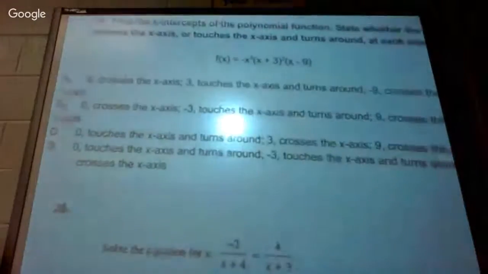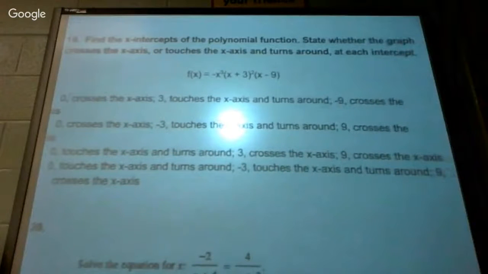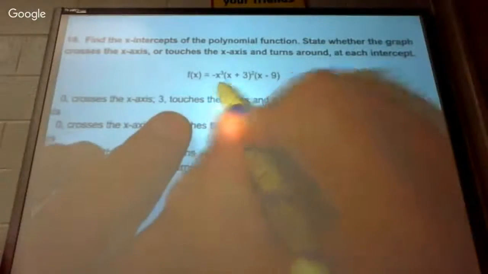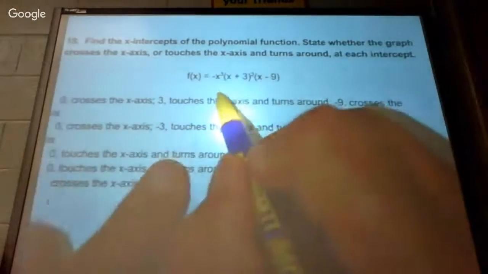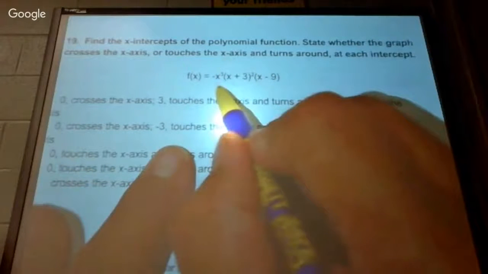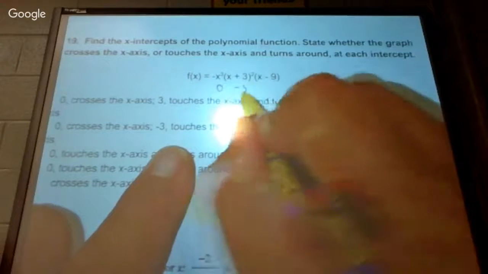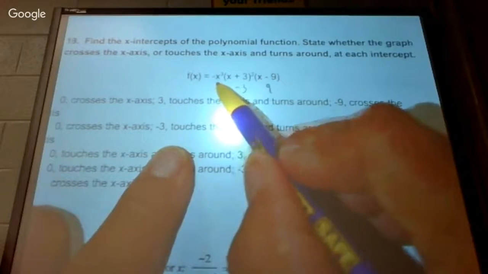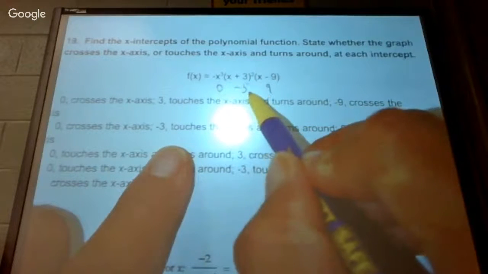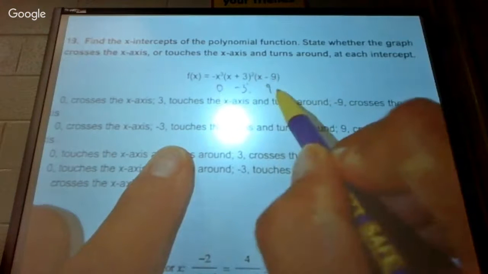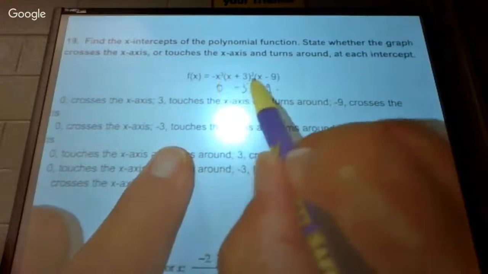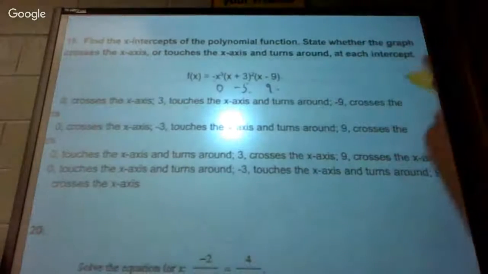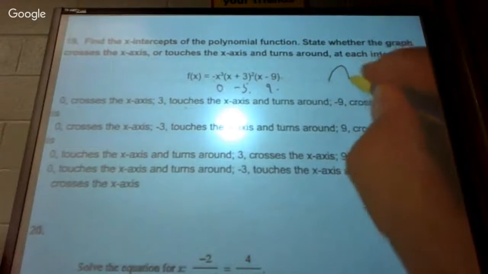Number 19. Find the x-intercepts of the polynomial function. Well, this is this bouncing off thing. You see, this is 0, -3, and 9. It squiggles through 3 or 0. It bounces off -3 because it's squared, and it goes through 9. This is 3, 4, 5, 6, and it's upside down. This is an even function, but this thing's upside down, so it looks something like this.